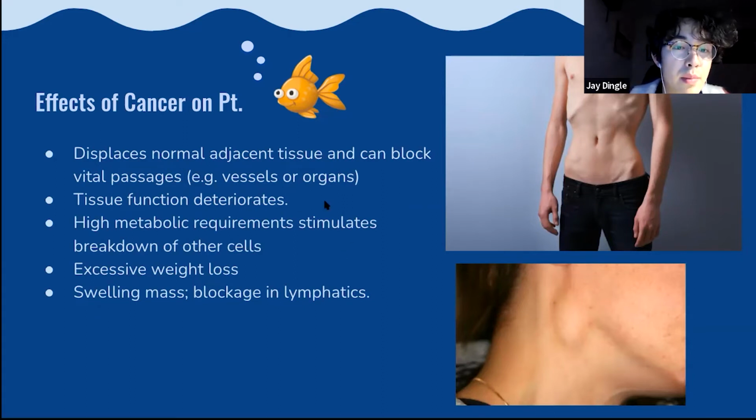You've got high metabolic requirements, which stimulate the breakdown of other cells. So proliferation of cancer in general is extremely metabolically demanding because it competes with other normal cells for nutrition and blood supply. And as a result, you can get excessive weight loss and breakdown of other cells. And then often you might find a swelling mass, which may be indicative of a blockage in the lymphatic system. And in this example here in the image in the bottom right, we've got swollen cervical lymph nodes.